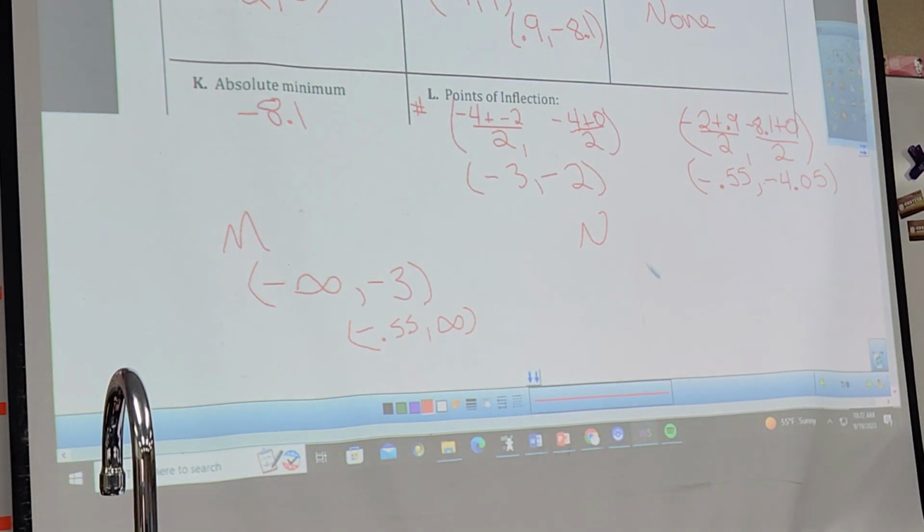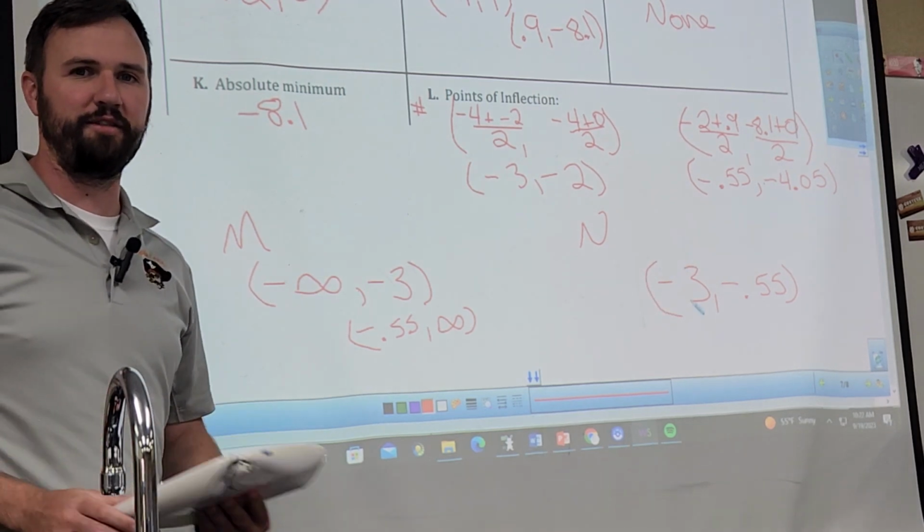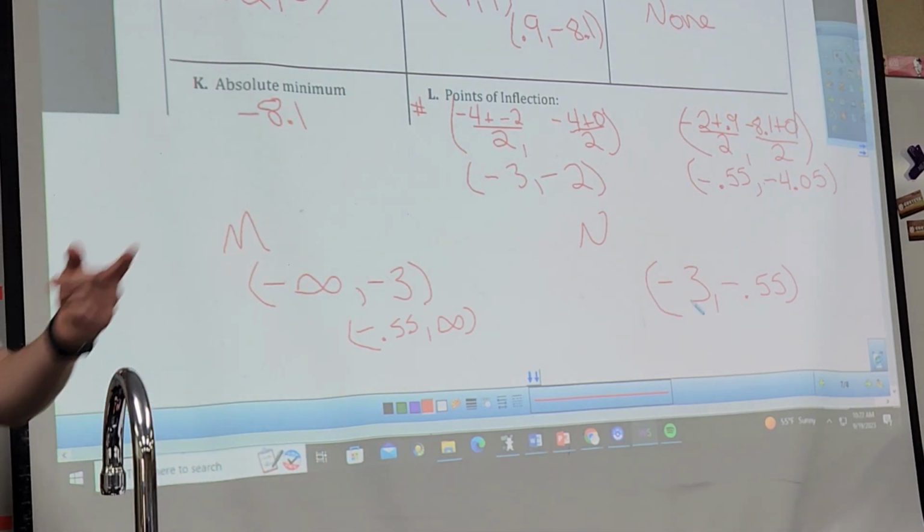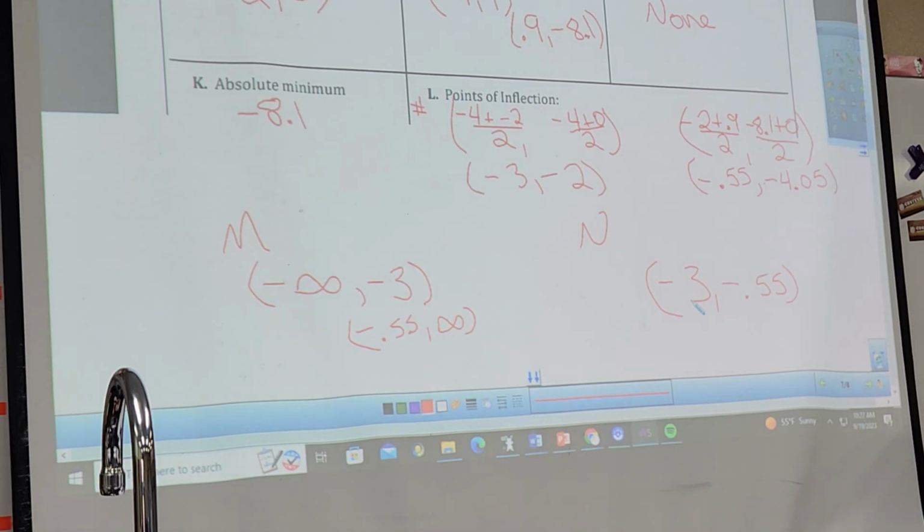So then where am I concave down? -3 to negative 0.55, right? Yeah. All right. This is a great review, right? That covers a little bit of everything. Only use brackets for increasing, decreasing. Derivative doesn't exist at that point. That's why.